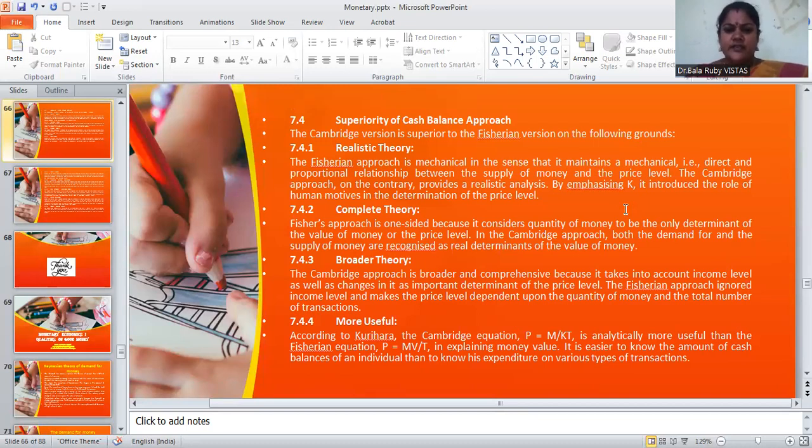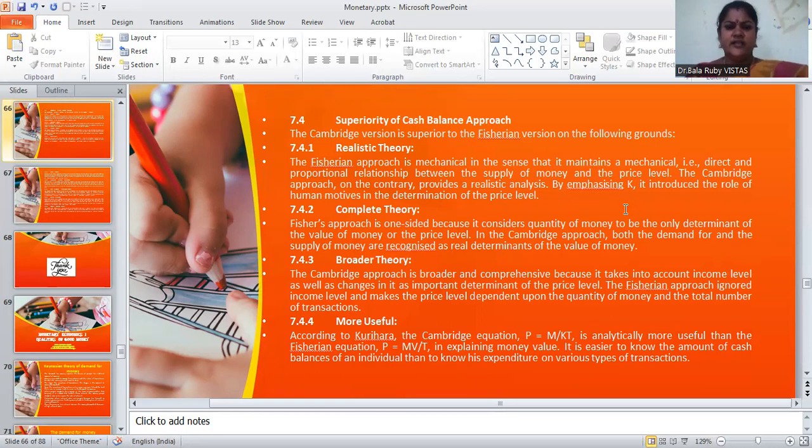And the third one is broader theory. This Cambridge approach is broader as well as comprehensive because it takes into account income level as well as the changes in it, an important determinant of the price level. Fisher's approach ignored the income level and makes the price level dependent upon the quantity of money and the total demand of transaction.